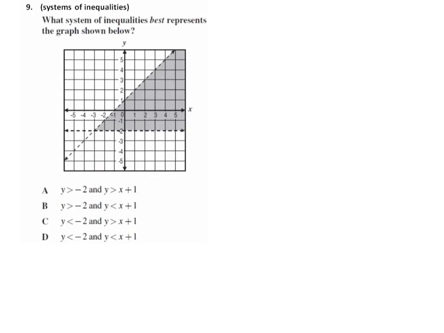All right, problem number 9 says, what system of inequalities best represents the graph below? Okay, well, there's two lines in the graph. There's this one here and this one here.